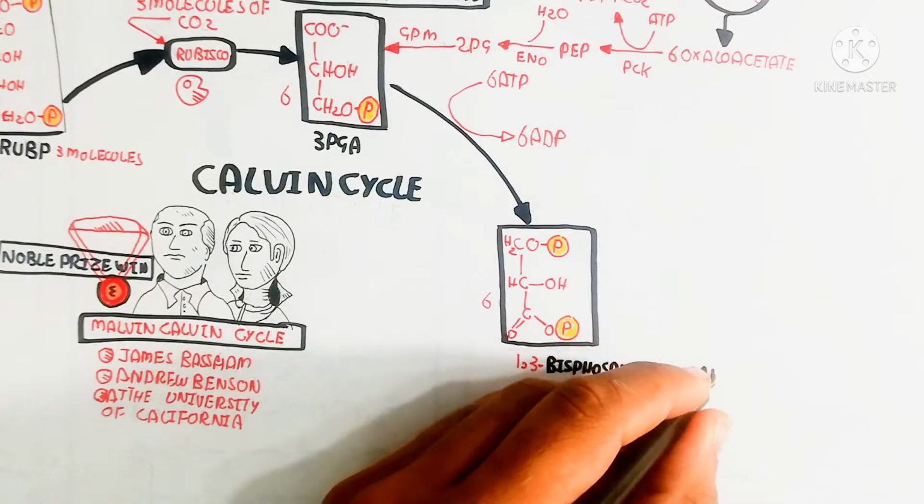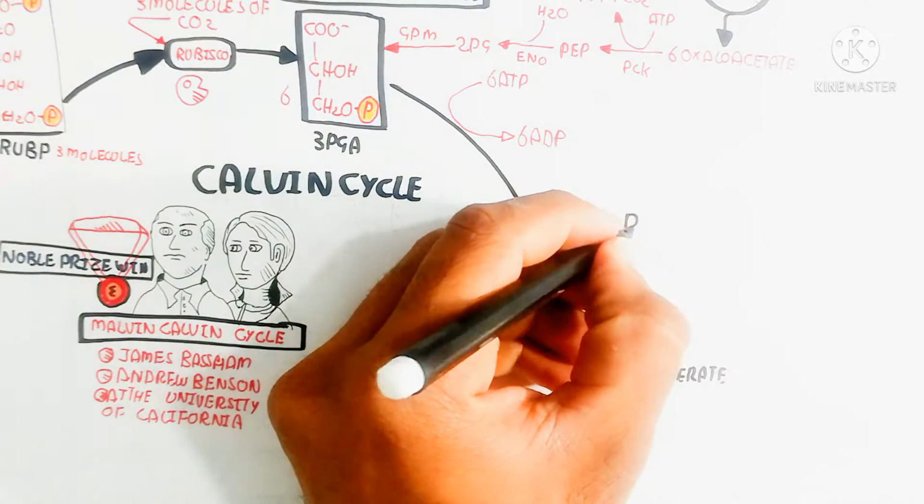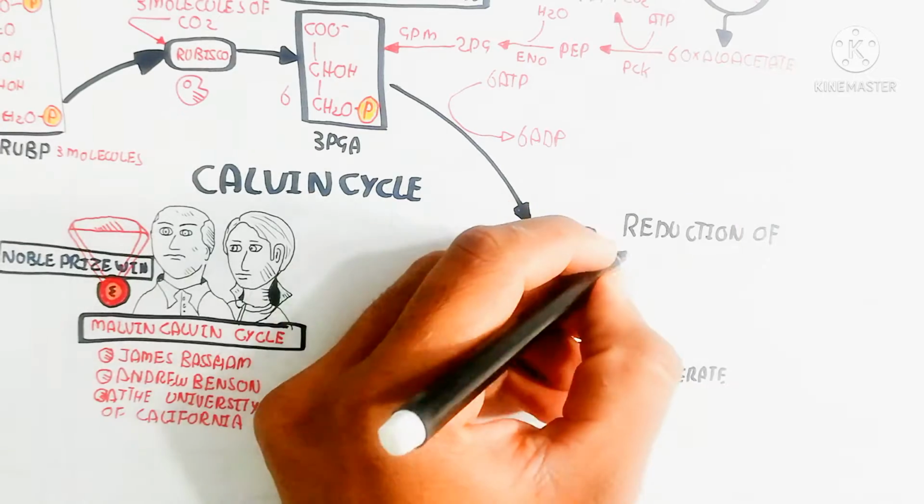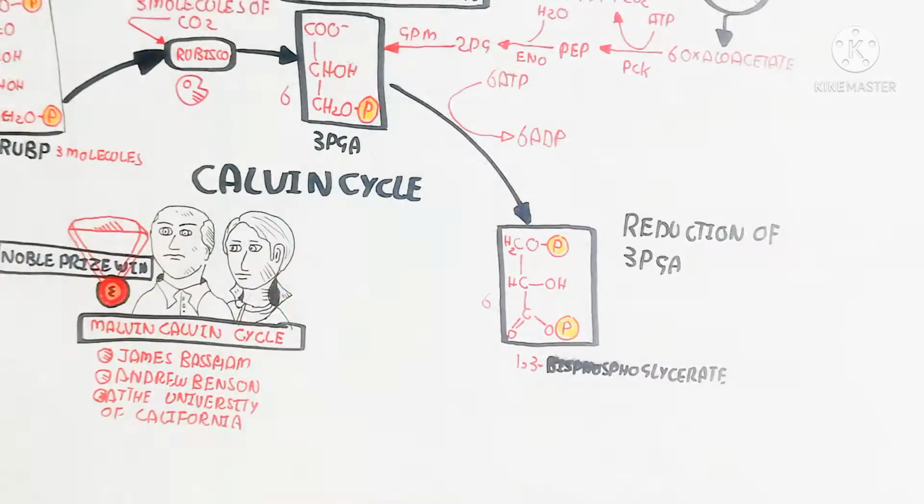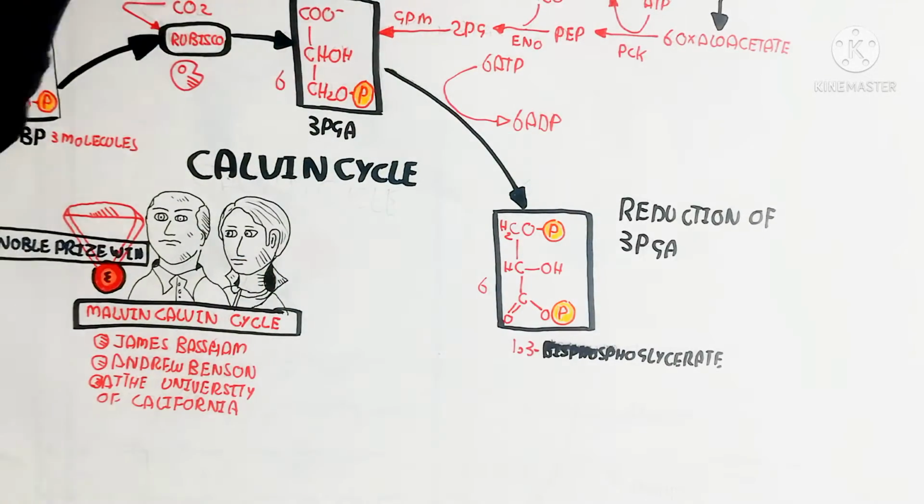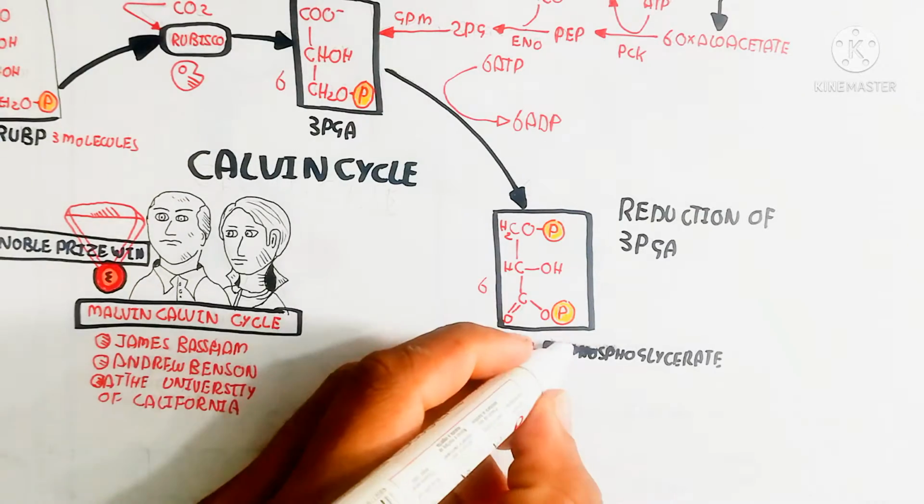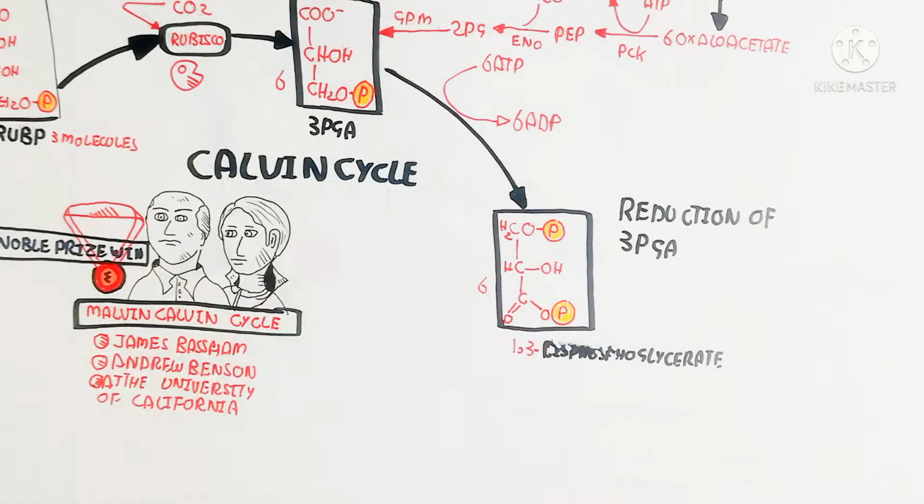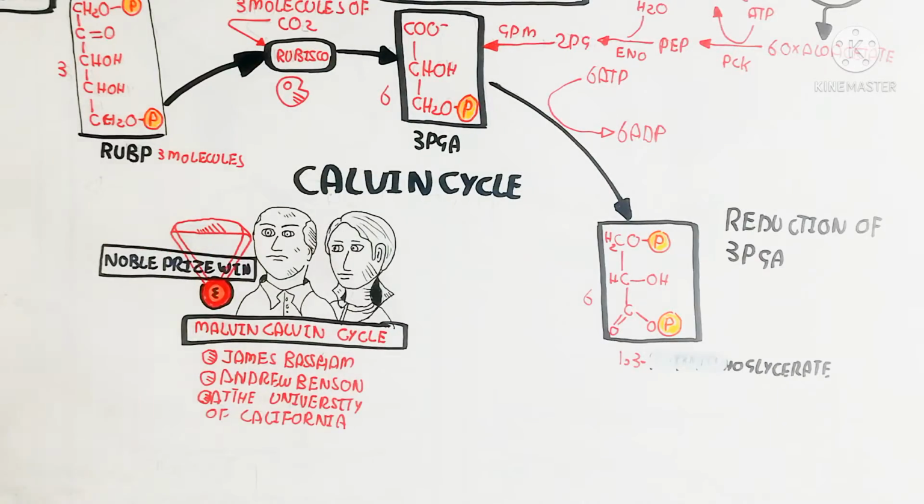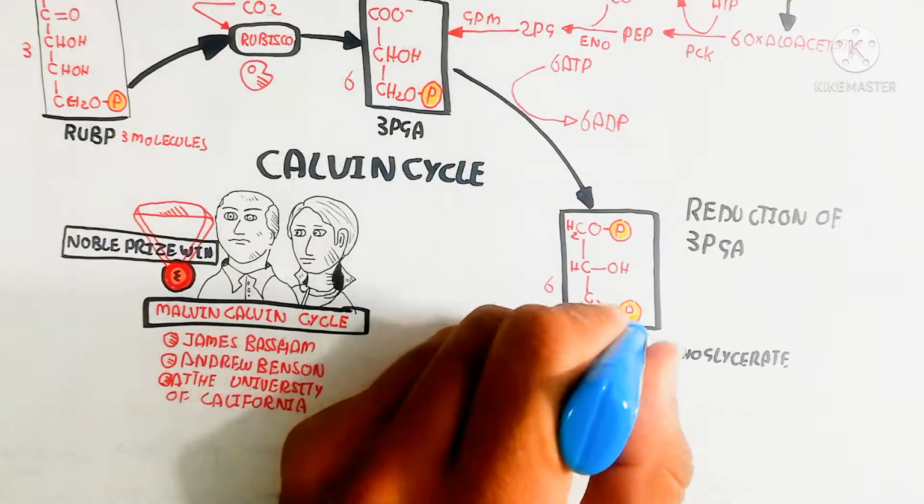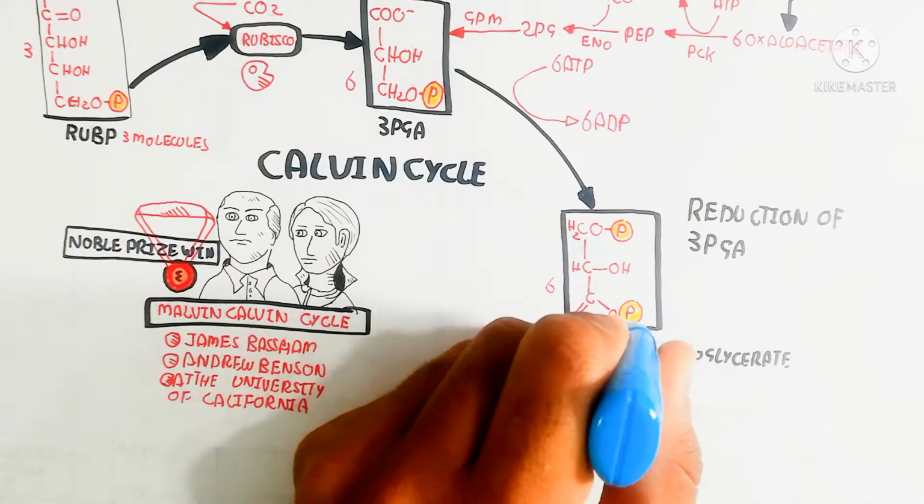cycle. So the 6 ATP are used and 6 ADP are produced, and in this way the 6 ATP are used to produce another molecule known as 1,3-bisphosphoglycerate. So this is the reduction, and in this way they reduce the molecule 3-PGA into 1,3-bisphosphoglycerate. So this 1,3-bisphosphoglycerate will be produced.